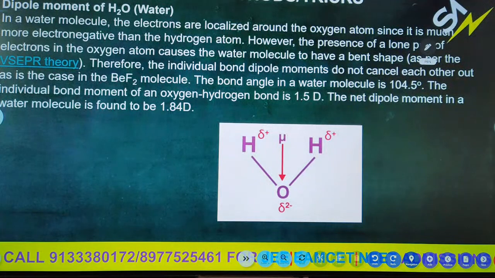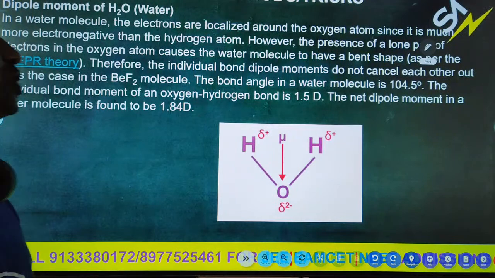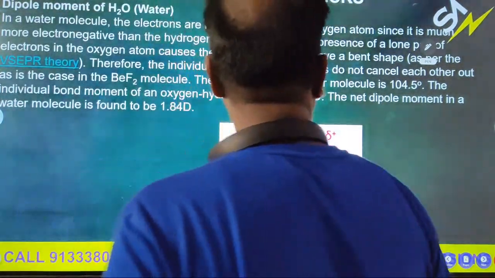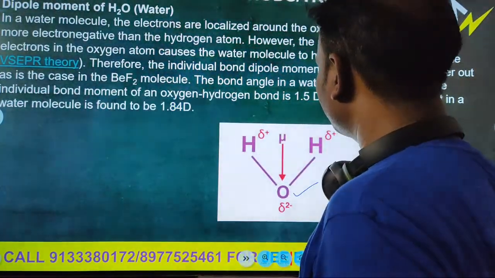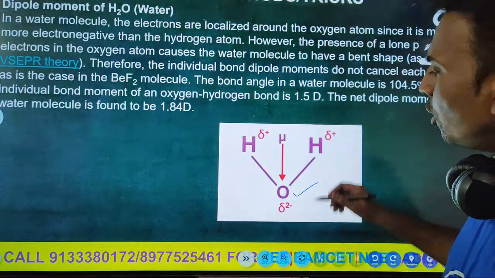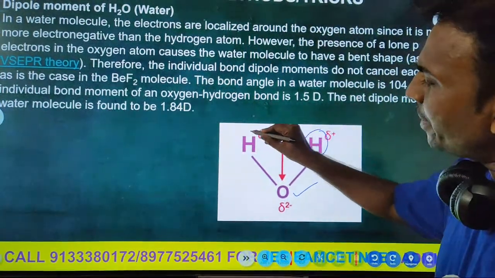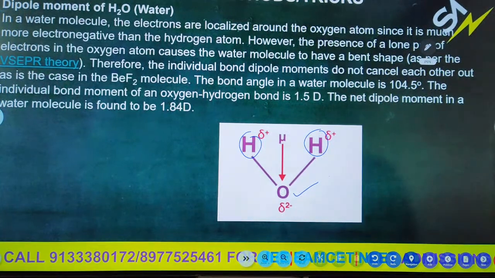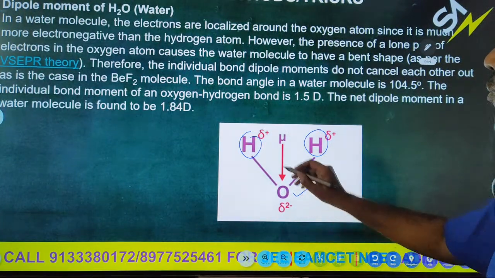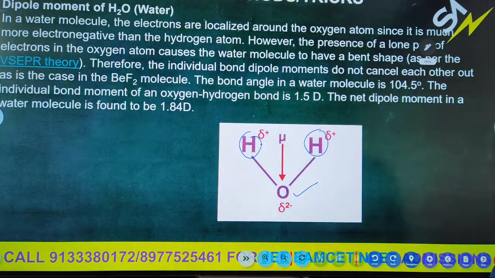Now, the dipole moment of water. Water is oxygen and hydrogen, otherwise hydrogen oxide. So what is the central atom in the case of the water molecule? The central atom is oxygen, surrounded by two hydrogens. Clear?